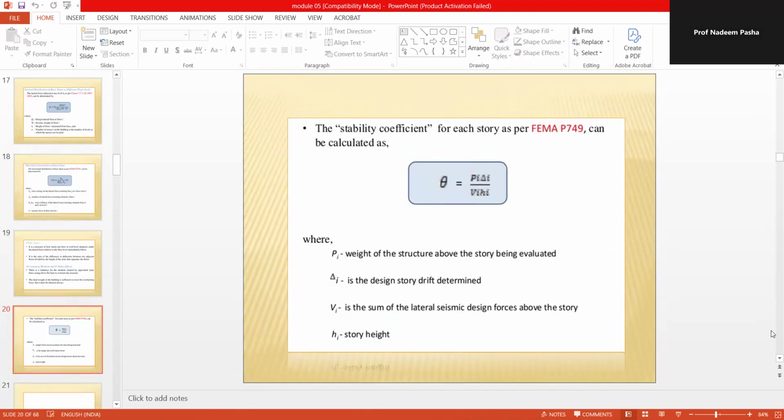The stability coefficient for each story as per FEMA P-751 can be calculated as theta equal to Pi delta I by Vi into Hi, where Pi is the weight of the structure above the story being evaluated, delta is the design story drift determined, Vi is the sum of lateral seismic design forces above the story, and Hi is the story height.